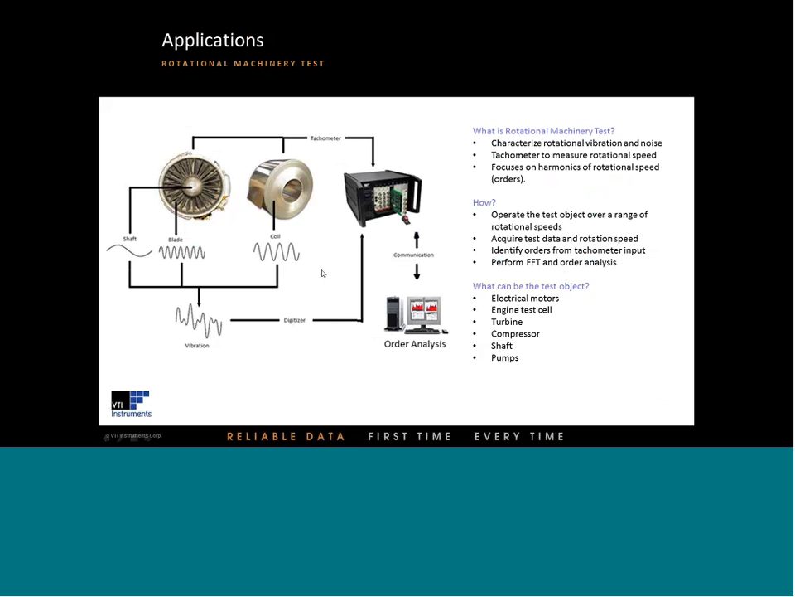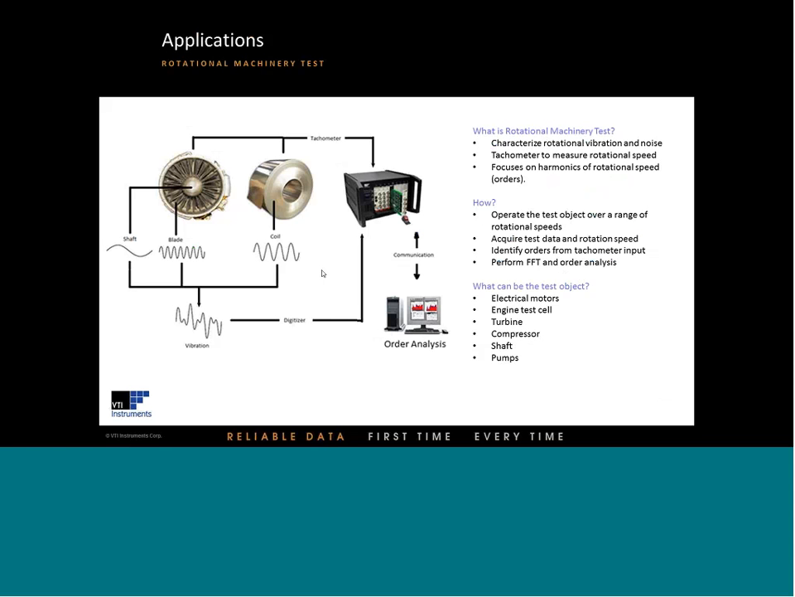Another application area is rotational machinery. And of course, the goal of that is to characterize the rotational vibration and noise, typically arising from out of balance conditions, however small, on rotating machinery. We use the tachometer to measure rotational speed, and the focus is on harmonics of rotational speed, also called orders. So rather than expressing things in the frequency domain, it's typically expressed in terms of orders or harmonics of the rotational speeds.